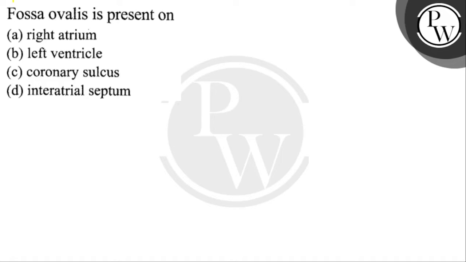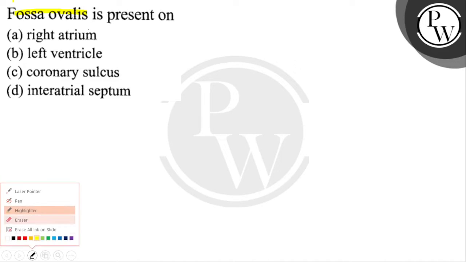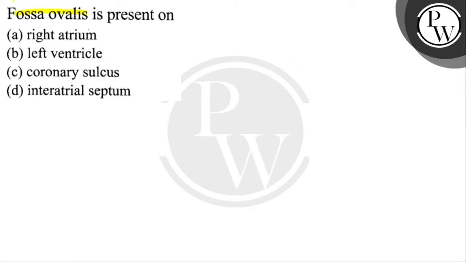Fossa ovalis. Fossa ovalis is present on, and your options are A, right atrium, B, left ventricle, C, coronary sinus, and D, interatrial septum. So fossa ovalis is a special structure, and that special structure is present in one of these.